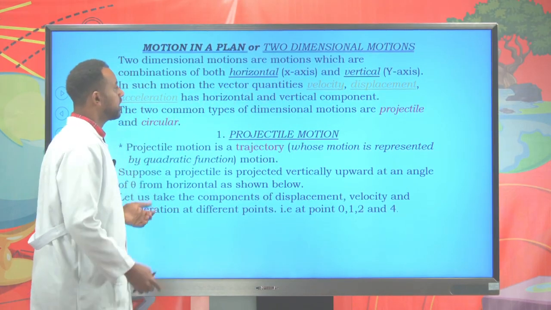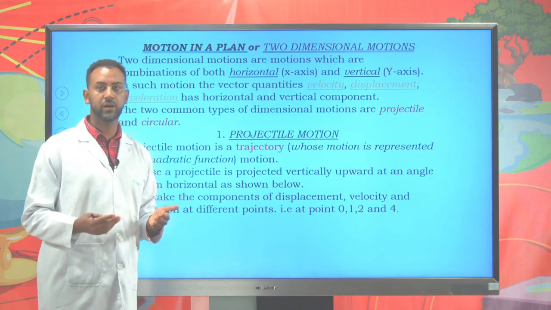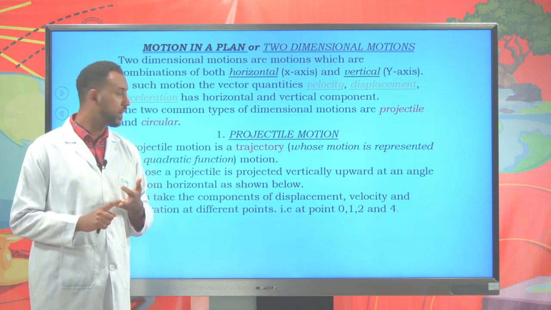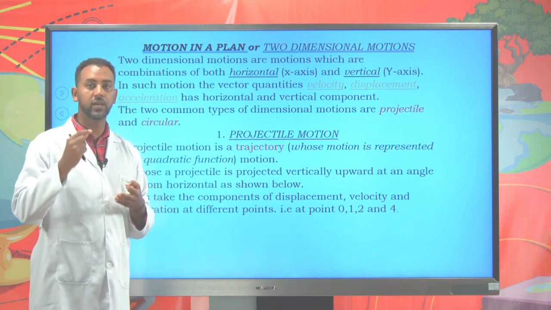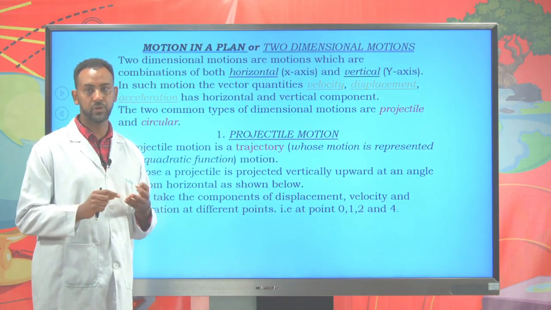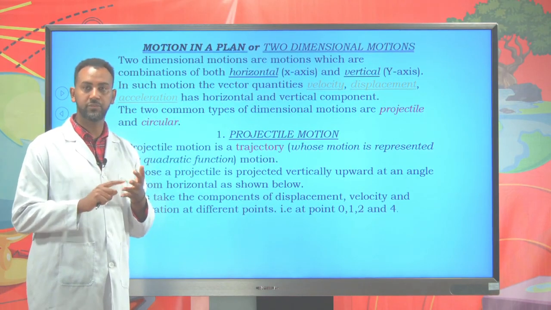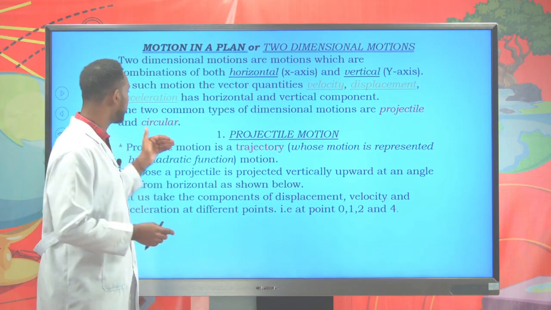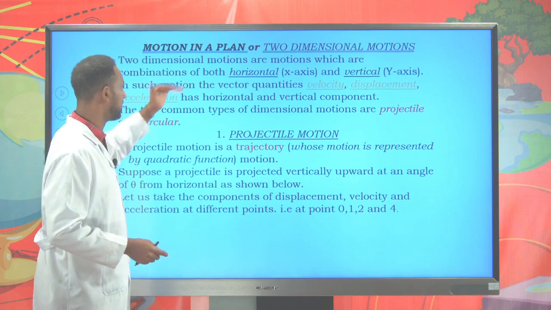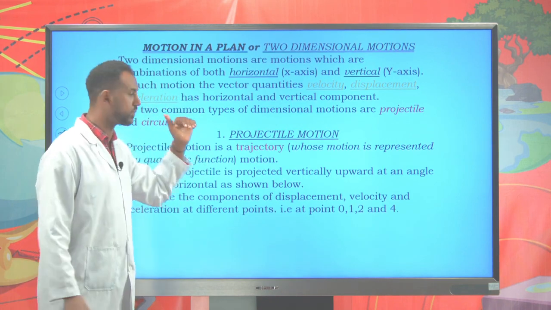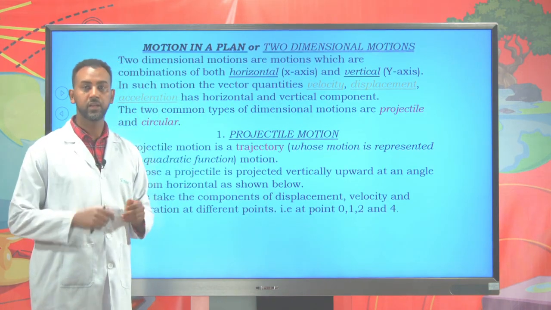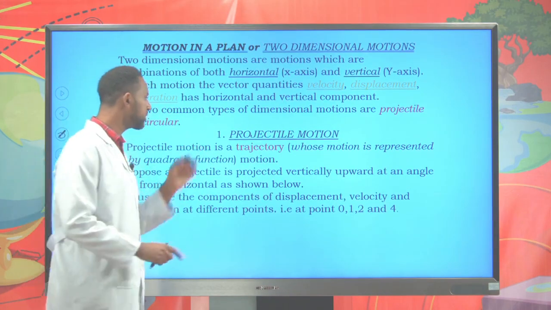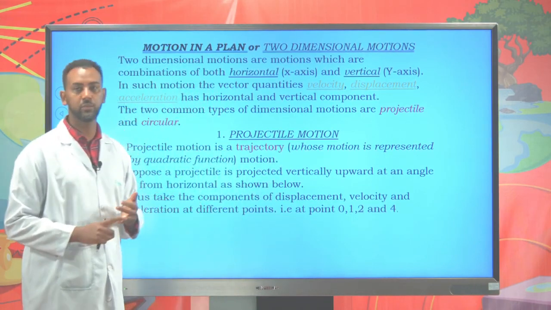So in such motions, we have different quantities. Previously, we have seen the basic parameters: the displacement, the velocity, and the acceleration. All these have horizontal and vertical components. So displacement has horizontal and vertical components, velocity as well, acceleration as well. We'll try to see those things in motion in a plane, or two-dimensional motion. The two important two-dimensional motions are projectile motion and circular motion. So first, let's see projectile motion.